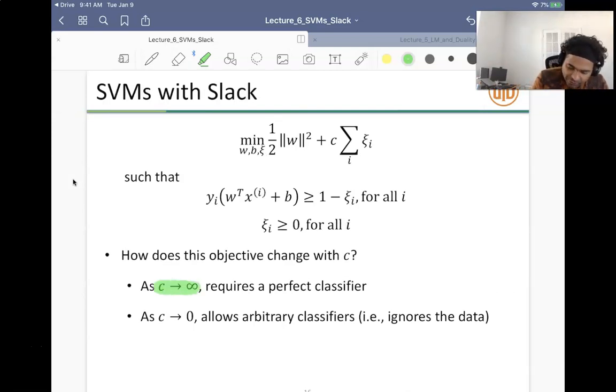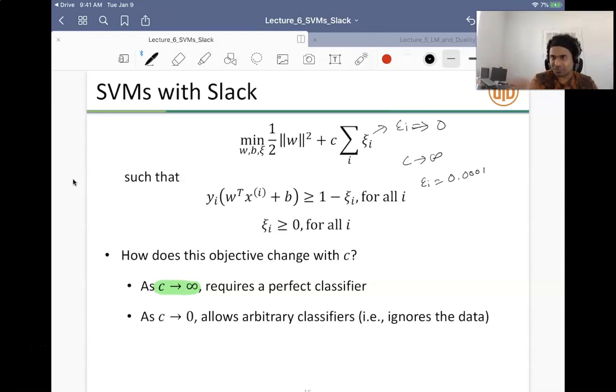As C goes to infinity, I better have my epsilon i going to 0. As C becomes really, really large, I care more and more about epsilon i. Even if epsilon i is small, like 0.00001, a super small number, multiplying it by C makes my loss go to infinity. So the loss will try very hard to get a perfect classifier, otherwise the loss function is infinite. So as C goes to infinity, we get back linear separability.